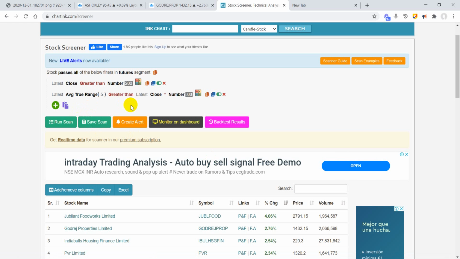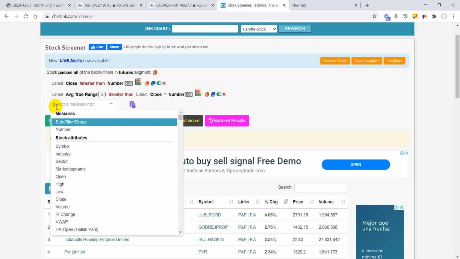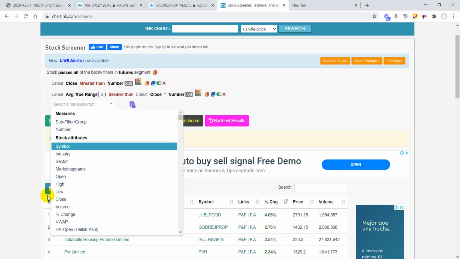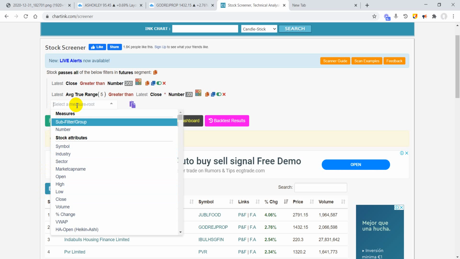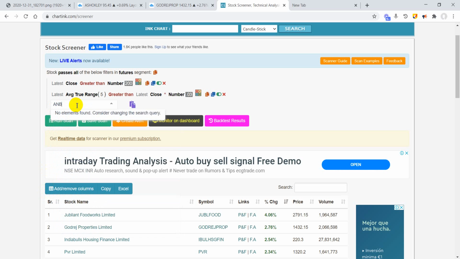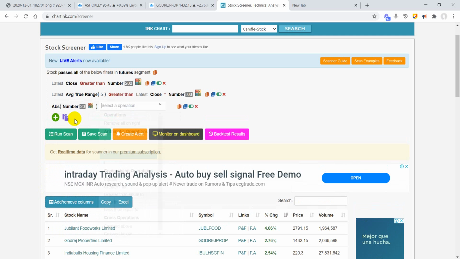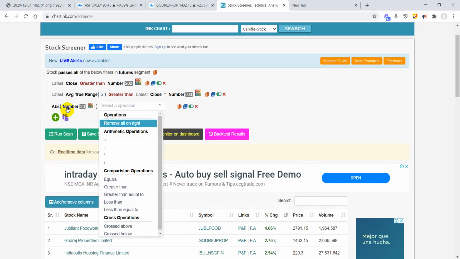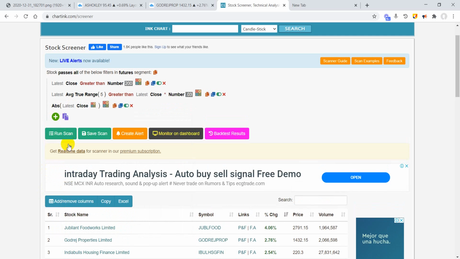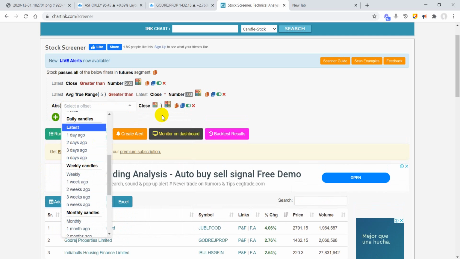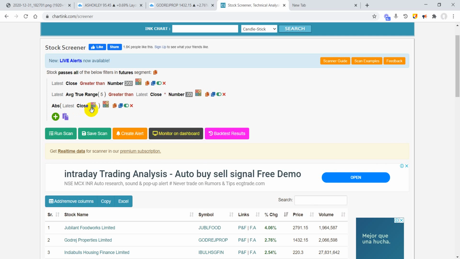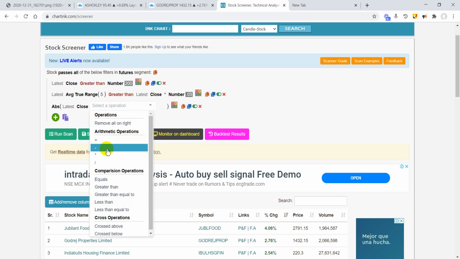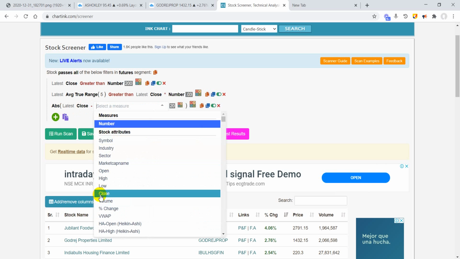Now what I have to do is find a stock which is already showing characteristics of a trend today. So I'm going to put another filter criteria over here, where we are going to use a function called absolute value. So I don't care whether it is an up move or a down move. What I need is a stock whose latest close, the current market closing, has a difference from the previous close.